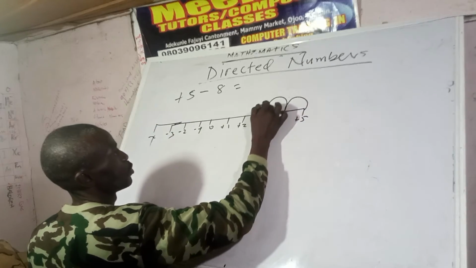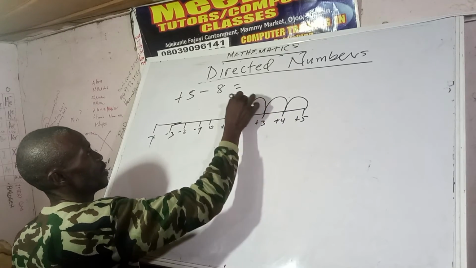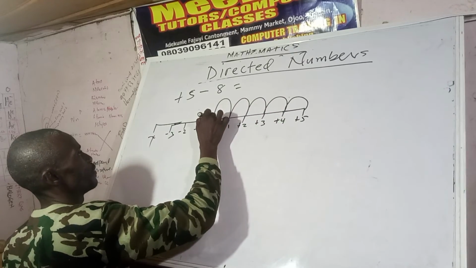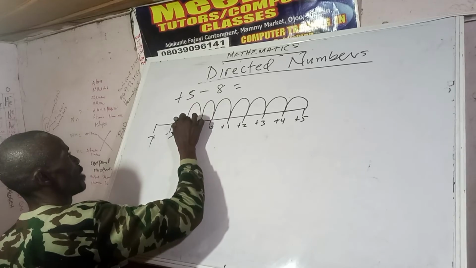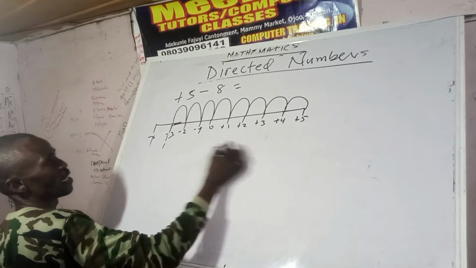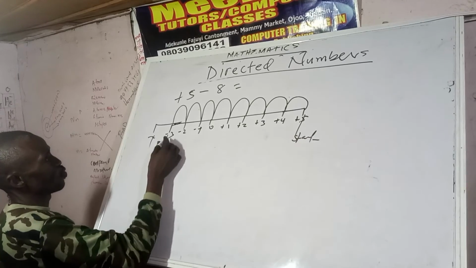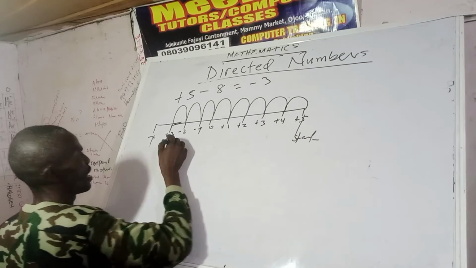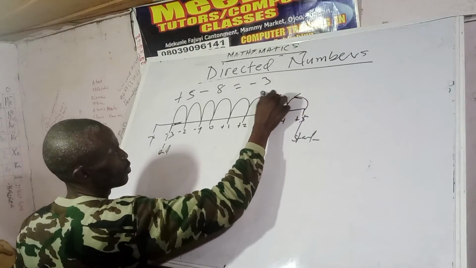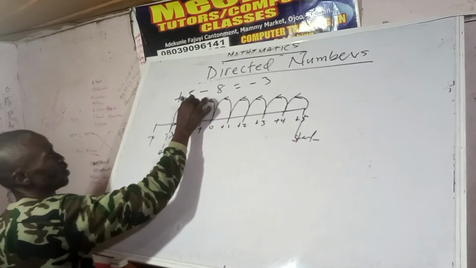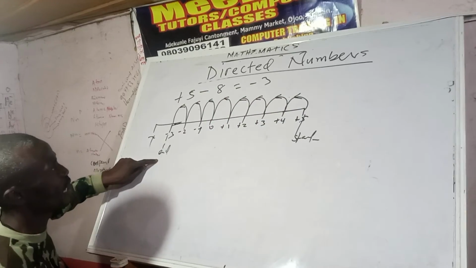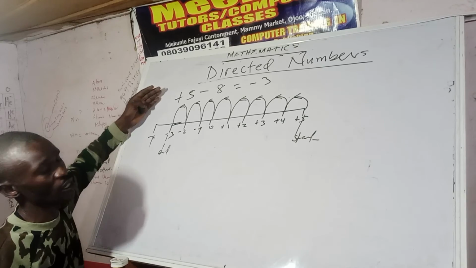1, 2, 3, 4, 5, 6, 7, and 8. It starts here and it ends here. So what's my answer? Minus 3. My answer is minus 3. Please note your arrow to show the direction of the movement. So my answer is what? Minus 3.